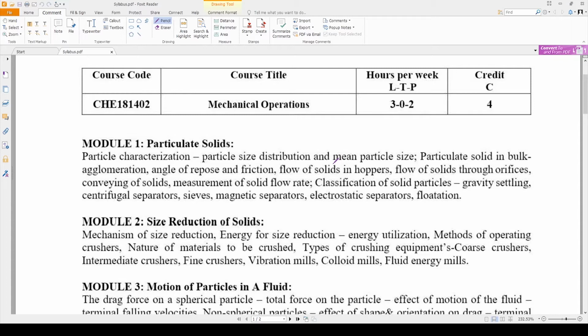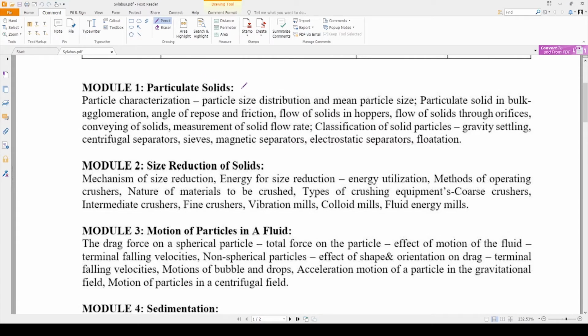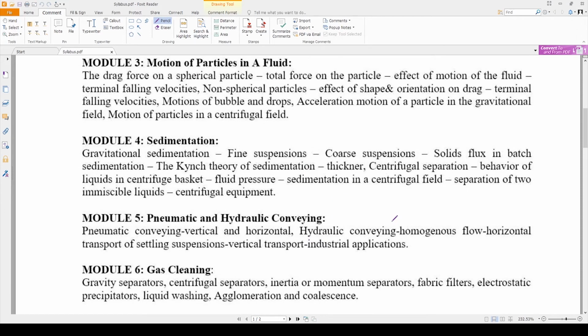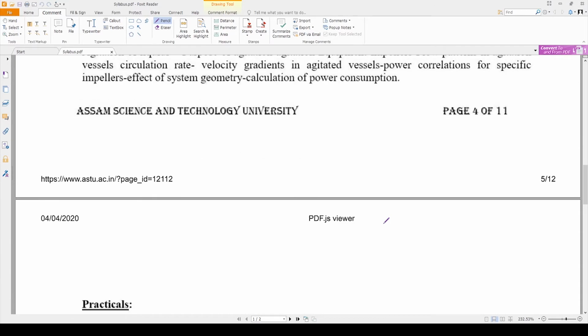The subject code is CHE181402. So we'll be having a theory, sessional and practical as well in this course. In mechanical operations, we'll mainly be studying particulate solids, size reduction of solids, motion of particles in a fluid, sedimentation, pneumatic and hydraulic conveying, gas cleaning, filtration, mixing and agitation, etc.